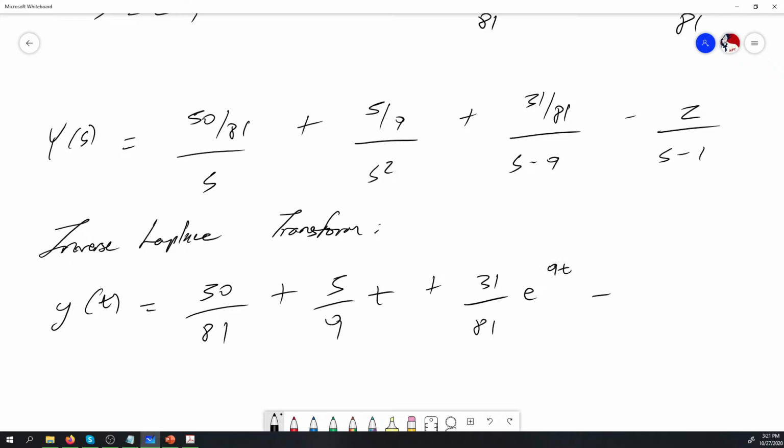And s minus 1 here also means this is also going to be an exponent factor. It's going to be minus 2 e to the t, which gives us our answer for y of t accordingly.